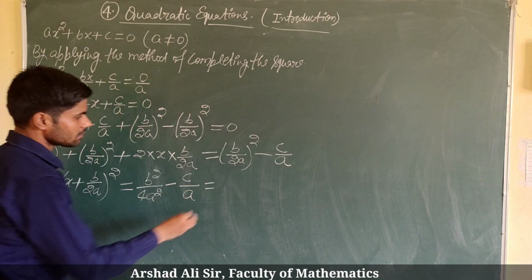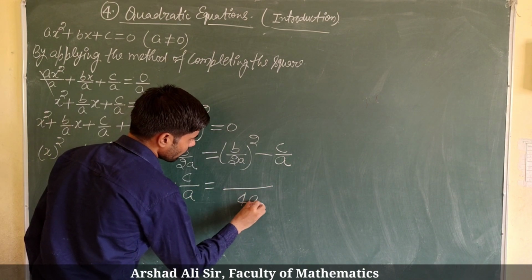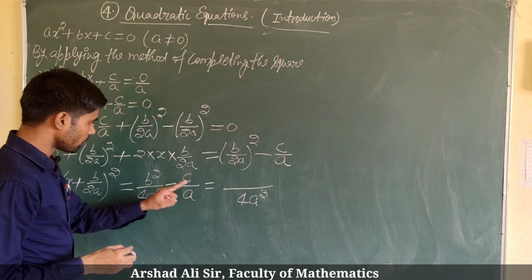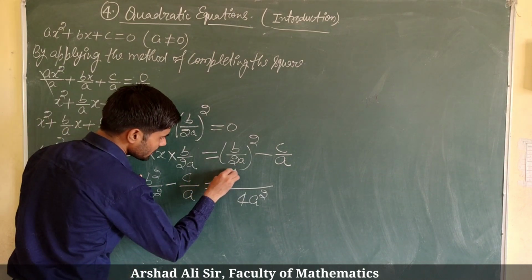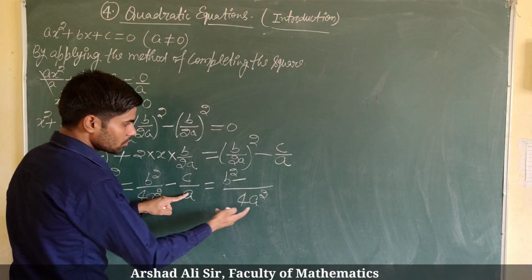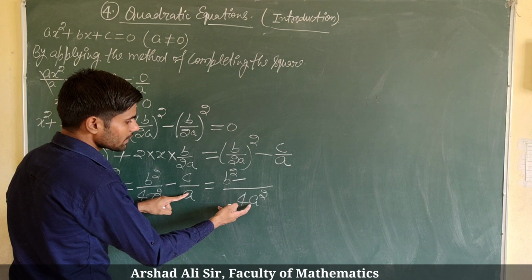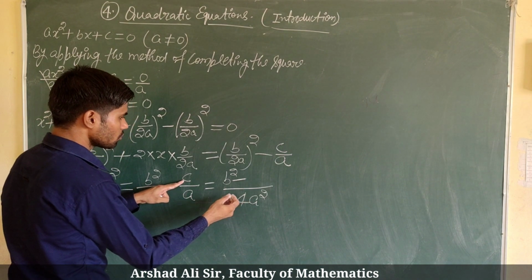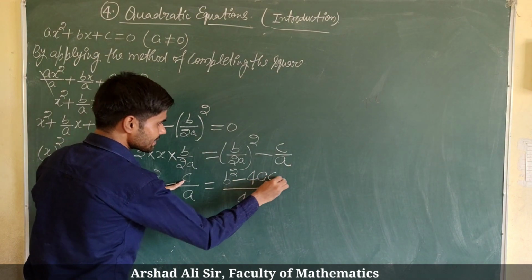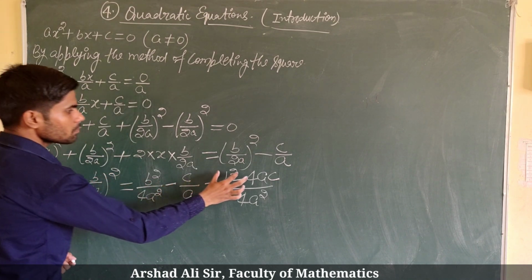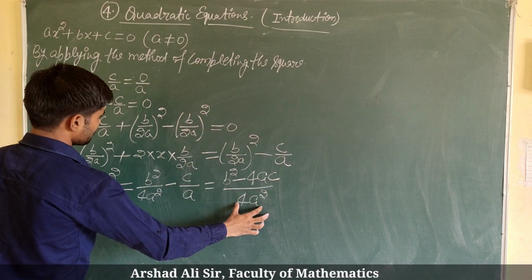We can take the LCM. The LCM will be 4a square. Now 4a square divided by 4a square gives 1, and 1 multiplied by b square, minus: if we divide 4a square by a, what will remain? 4a, and 4a multiplied by c will be 4ac. Now x plus b upon 2a whole square is equal to b square minus 4ac upon 4a square.